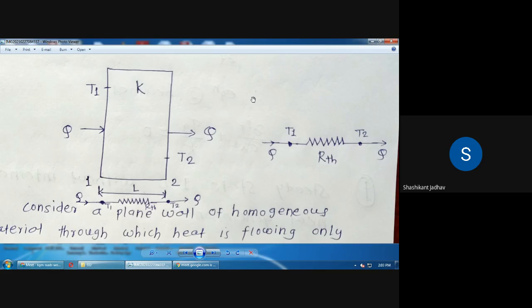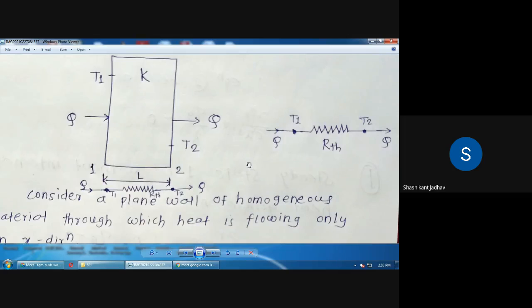So for this plane wall we have to draw the diagram in the form of an electrical system, or in the form of resistance, at the bottom of the surface. Don't draw it at the right hand side; it is not visible at the bottom, so we wrote right hand side. Okay, so draw it at the bottom of this plane wall. Our aim is to calculate the value of Q, that is, the rate of heat transfer through a plane wall.